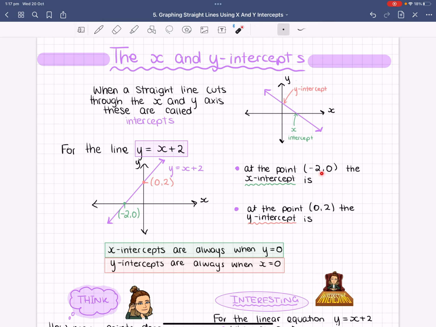At that point, negative 2, 0, the actual x-intercept we say is x equals negative 2 because that's the spot on the x-axis it cuts through. Notice at that point, y is equal to 0. Whereas for our y-intercept, that's at the point 0, 2. The second part of that coordinate, remember, is our y value. So this is where x is equal to 0, and that gives us our y-intercept of 2.